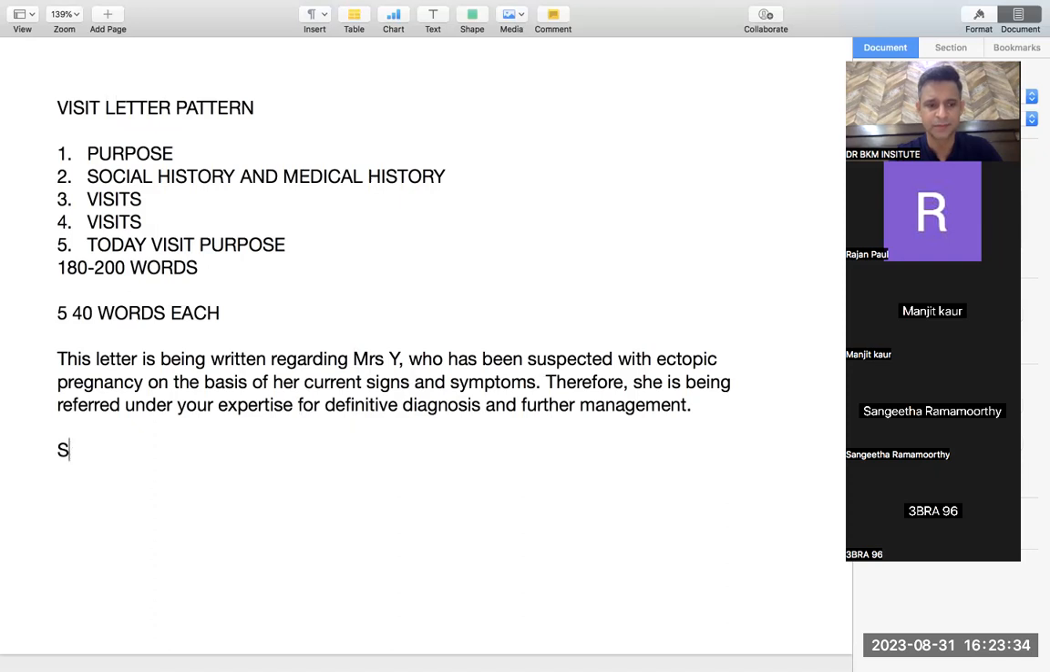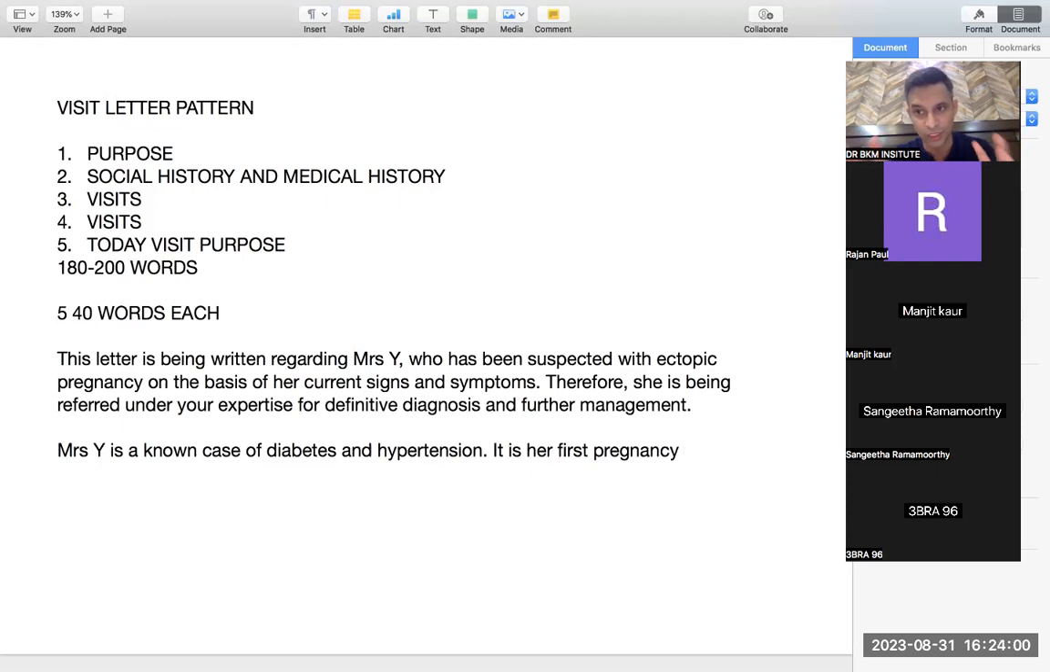So we will say Mrs. Y is a known case. So what does the gynae want to know? Known case of diabetes and hypertension maybe. Then she would like to know if it is her first pregnancy. So these are the things that you will pick up from the data. You don't write everything from the data. I'm just going to apply it again. Don't worry, I'm just going to show you on the letter as well.